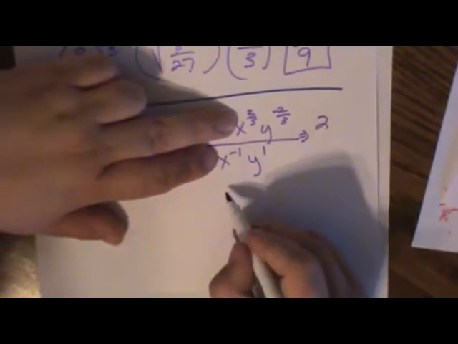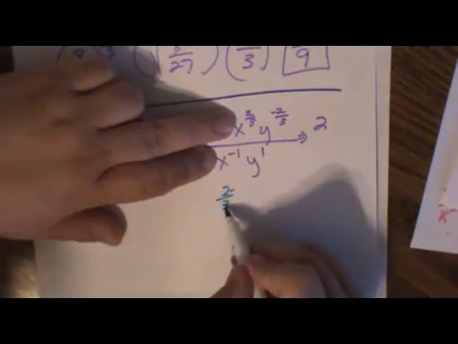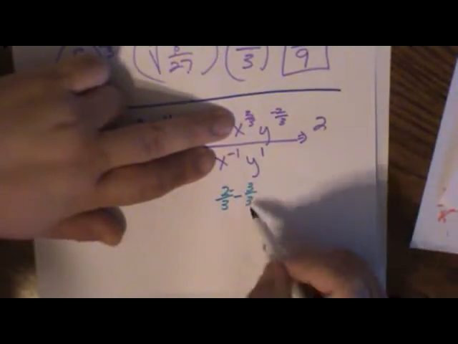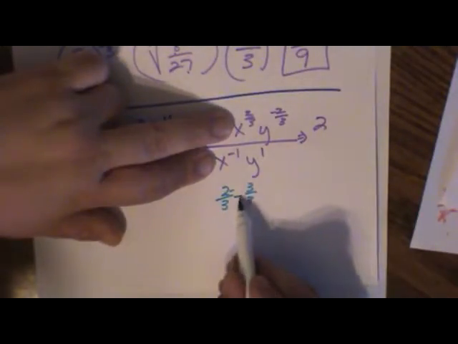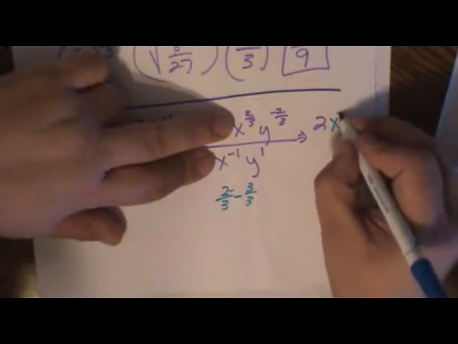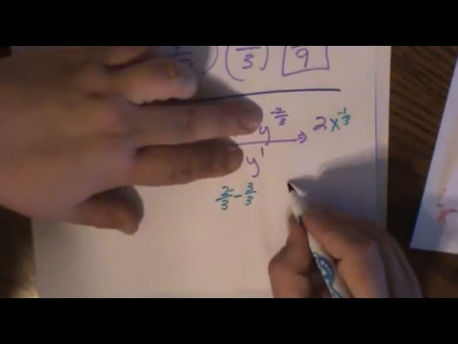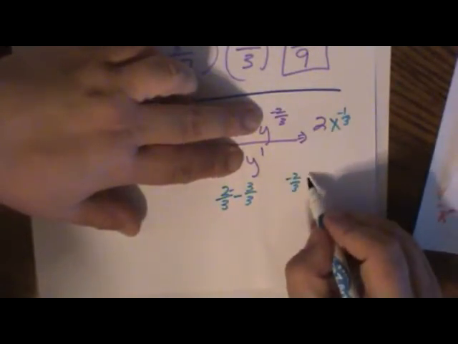And they're dividing, so we know we have to subtract them. 2 over 3 minus 1 and 3 over 3. We can, because we know we have to have like denominators. So this one here will be x to the negative 1/3. Then we have negative 2 over 3, and we're subtracting.